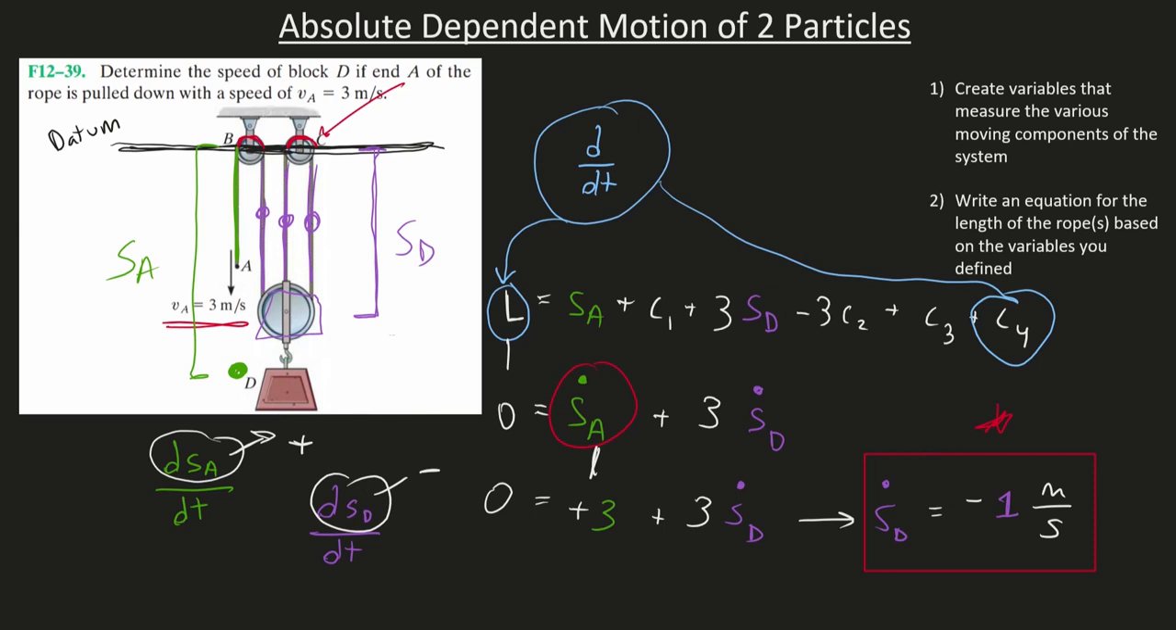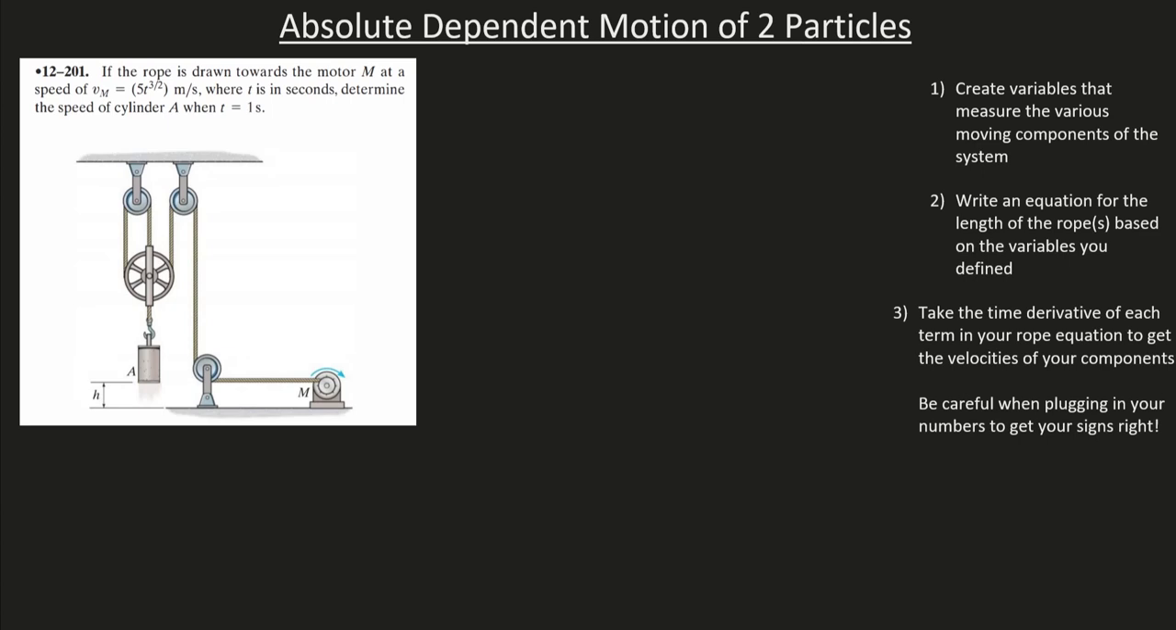So my last step, step 3, is the whole taking the time derivative part. And I'll write that down now. Yeah, so we took the time derivative of each term in our equation, and from that we got the velocities of the various components, the various moving components in our system for which we had those variables. Of course, we want to be very careful when we plug in the numbers, their speeds. Get the signs right. Make sure you're visualizing how these variables, these lengths, are moving. Are they increasing or are they decreasing?